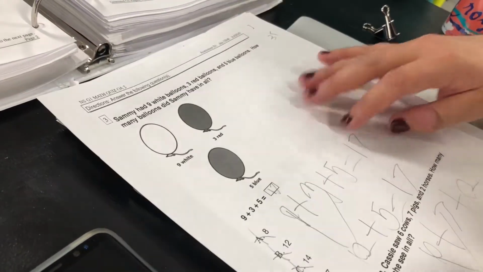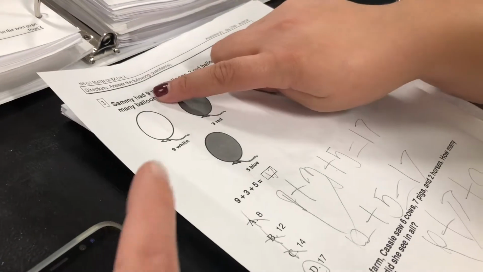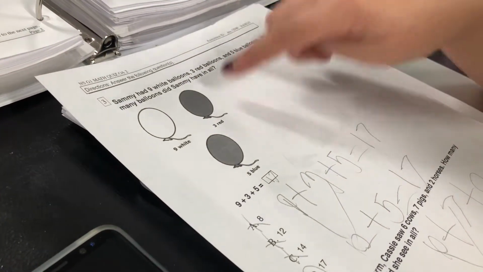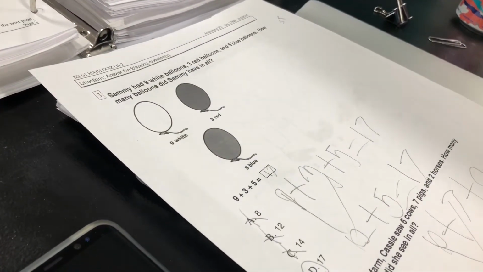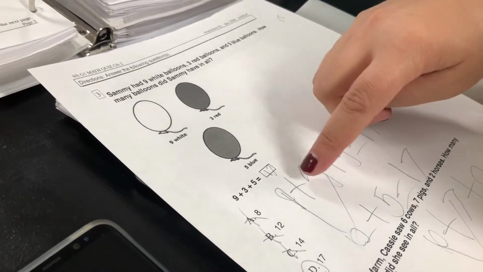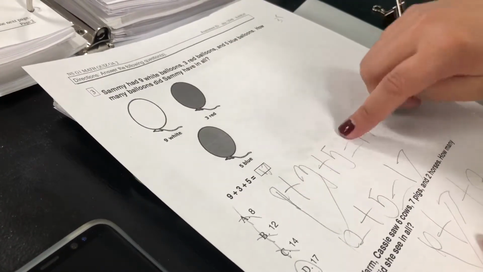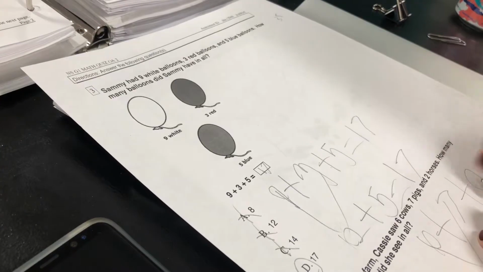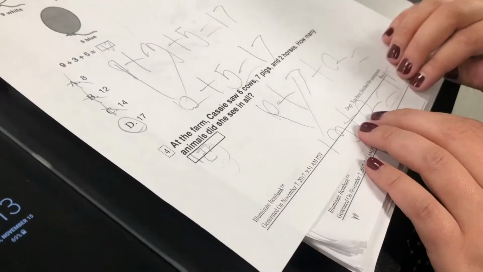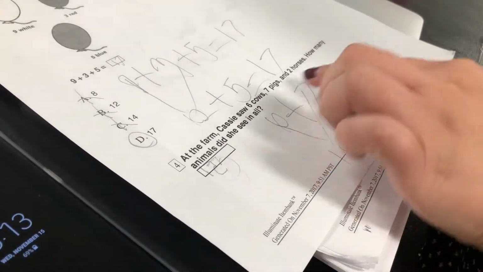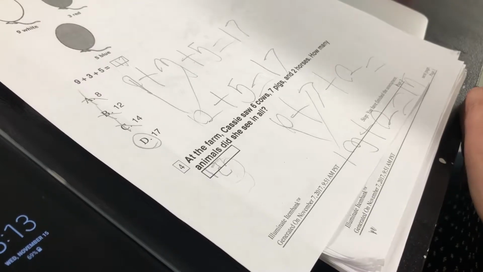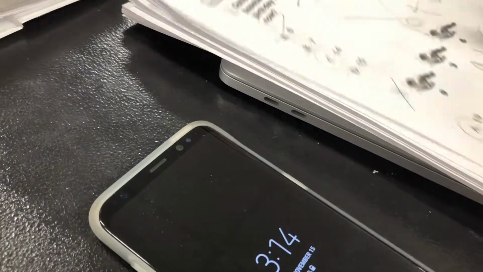Over here, he did not underline his key numbers or keywords, but he was still able to identify them and solve the problem correctly. And down here, again, he didn't underline key numbers or keywords, but he was still able to identify those and solve correctly. Okay, let's look at a few other mediums before we go to lows.